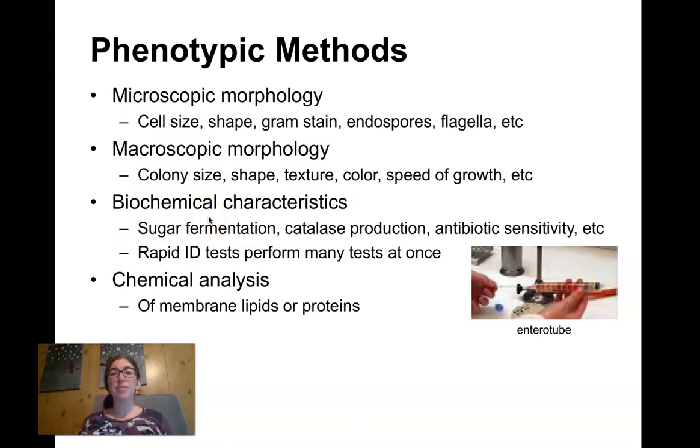What enzymes, what sugars can the bacteria ferment? And we already did that with some experiments in lab with selective and differential culture media. We can sometimes identify by different sugar fermentation. So there are these cool kits. They're really expensive, so I could never get them for this class, but it's called an enterotube, as well.